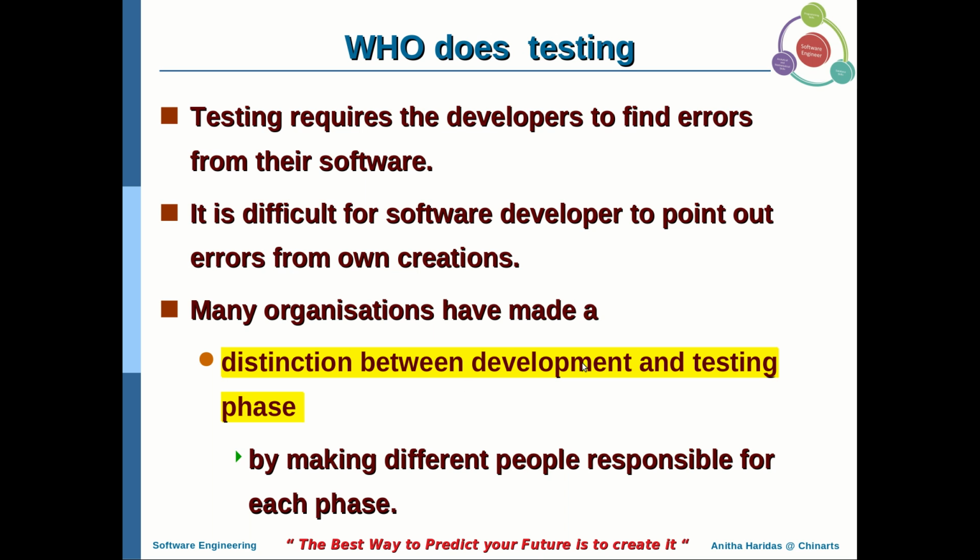So obviously D will be running the program upside down to find out some kind of errors. That is why many software organizations have made a distinction between development and testing phase. How? By making different people responsible for each phase. So the development phase will be done by one group, whereas testing will be done by another group. So this is how the testing will be done.